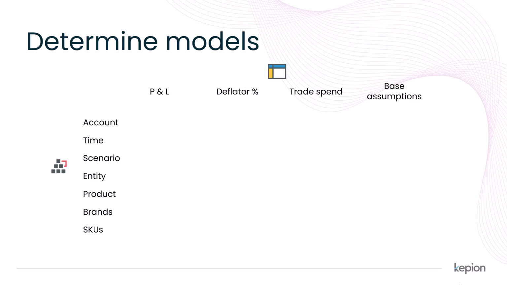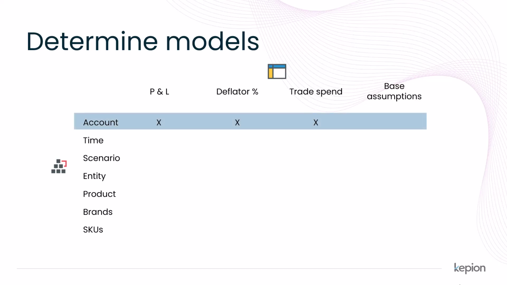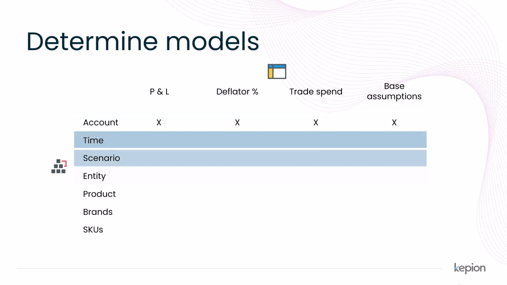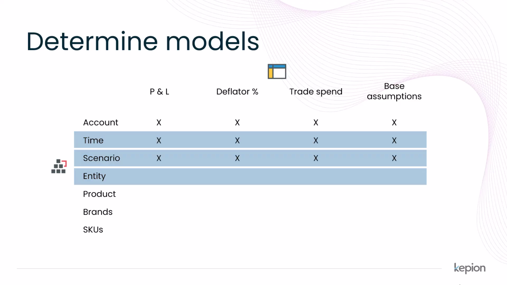Next, we need to mark which member lists each form needs access to. For example, account is used on the rows in the first 3 forms and as a filter in the last form, so we'll mark each form with an X. This means that the account member list will need to exist in every model. Likewise, time, scenario, and entity are used as filters in every form, so let's mark that as well.